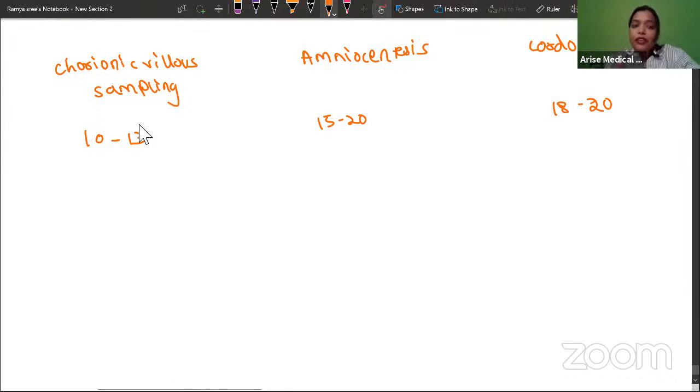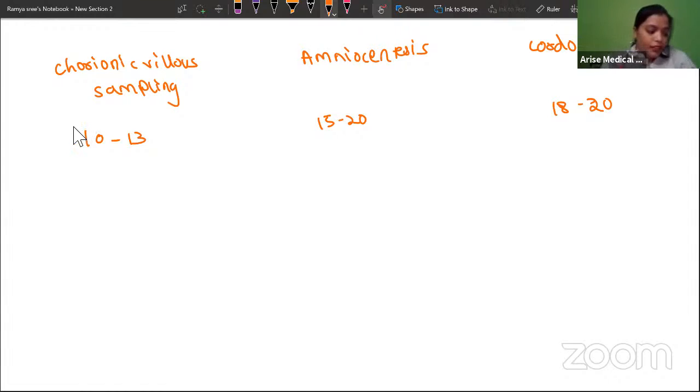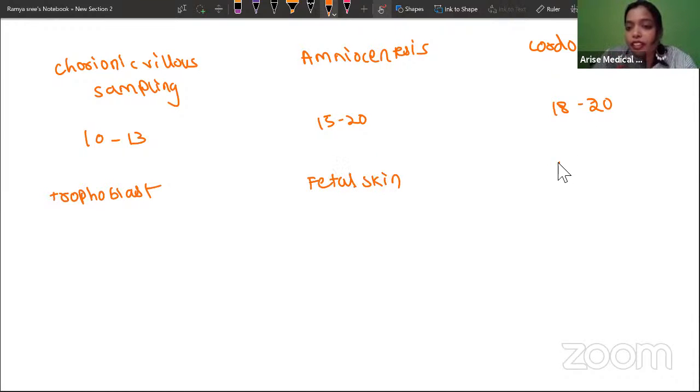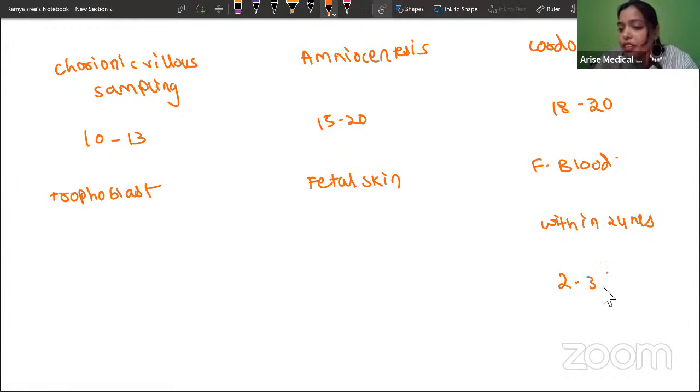Okay, in chorionic villus sampling, you take the trophoblast for karyotype. In amniocentesis, you are taking amniocytes, that is fetal skin epithelial cells, for karyotype. Here you are taking the fetal blood for karyotype. Here, quick results: within 24 hours you will have the results, but the abortion rate is 2 to 3%.